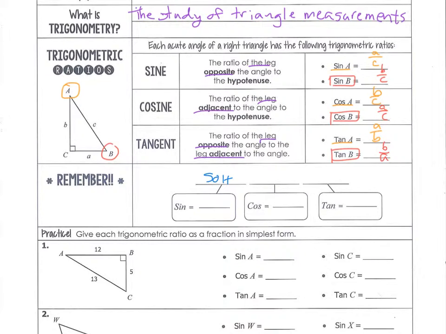So SO is SOH, CA is CAH, TOA is TOA. What does that mean? Sine opposite hypotenuse. Cosine adjacent hypotenuse. Tangent opposite adjacent. That's what the letters mean, right? Yeah. But still, how do I know how to spell it?